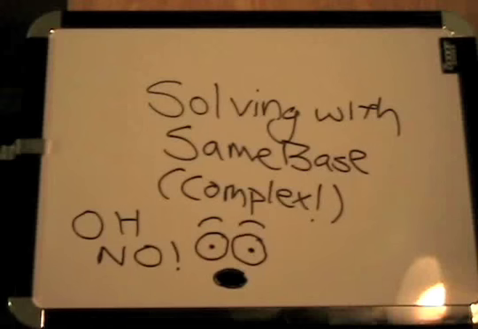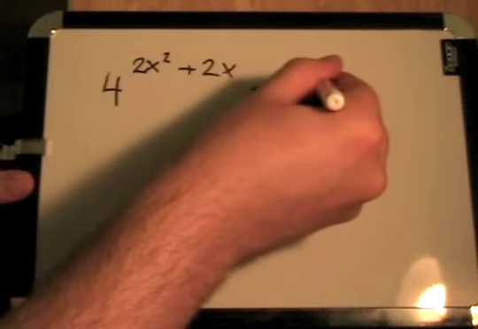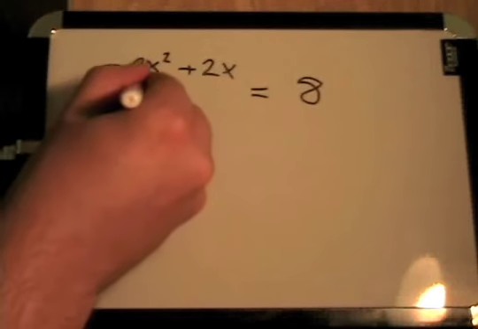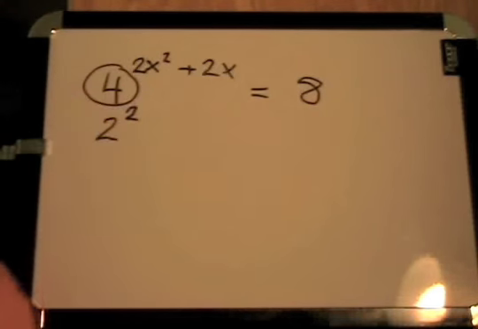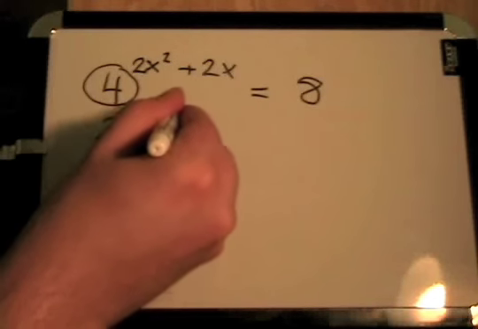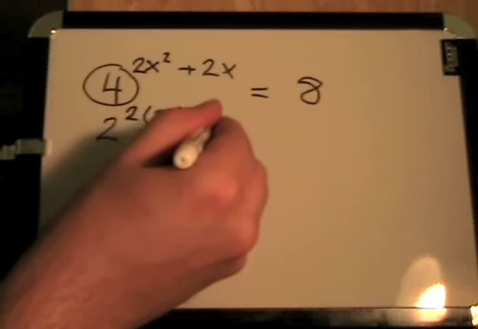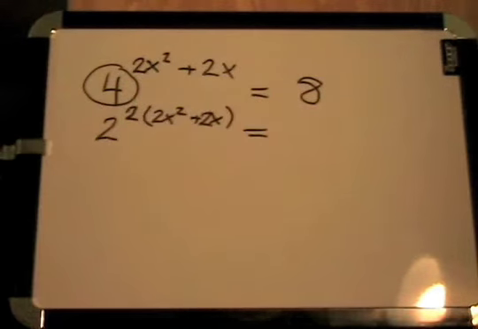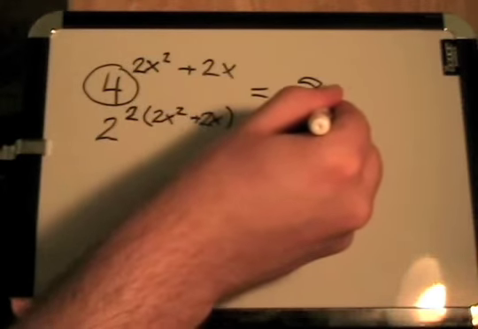This time, our equation will be 4 to the power 2x squared plus 2x equals 8. If you look, you'll see that the 4 can be broken down into the number 2 squared. In this case, the 2 in the exponent can be multiplied by the exponent of 4. Looking at the 8, we can also break this down. 8 equals 2 to the third power.